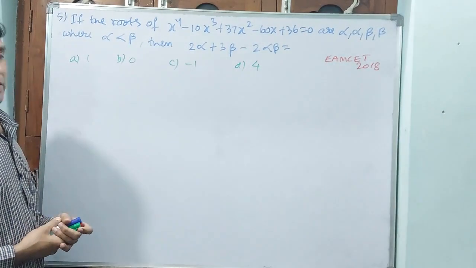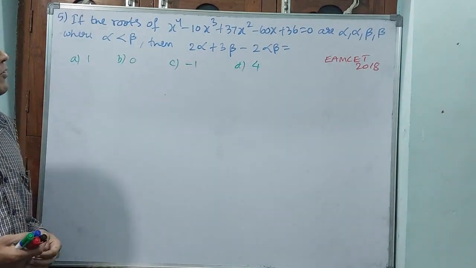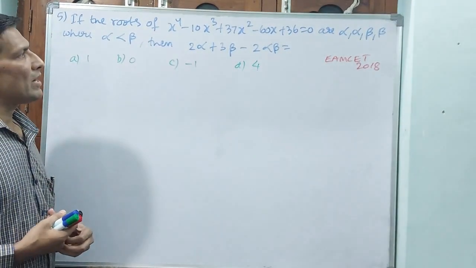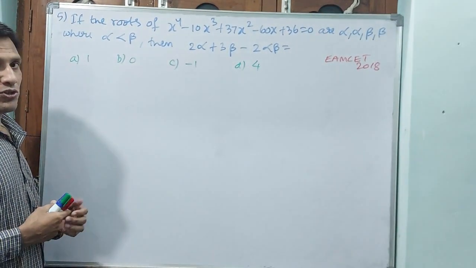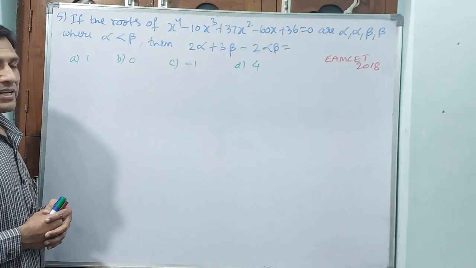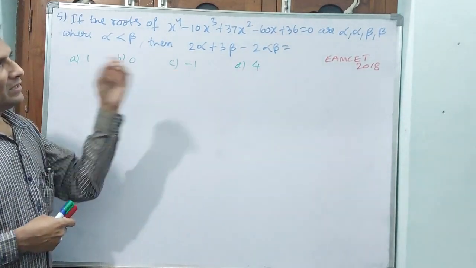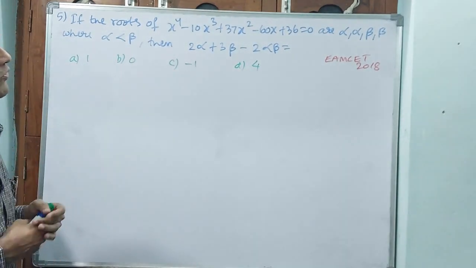Fifth question, Eamcet 2018 question. If the roots of x to the power of 4 minus 10x cube plus 37x square minus 60x plus 36 equal to 0 are alpha, alpha, beta, beta, that means repeated roots are there. 2 sets are there. That means you have to do differentiation, then substitute. That way you are going to get it.